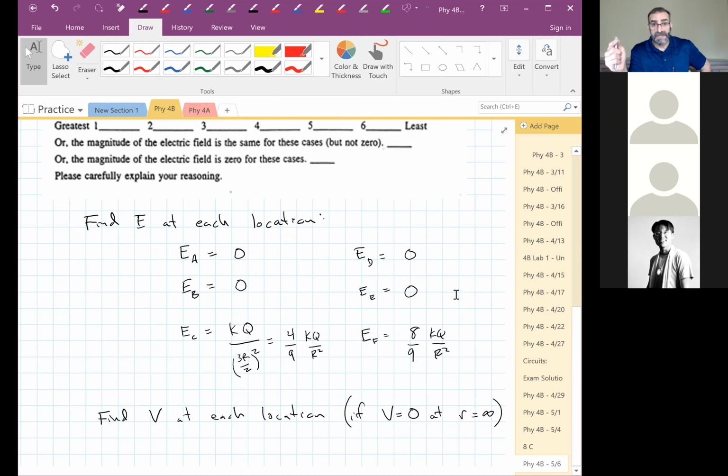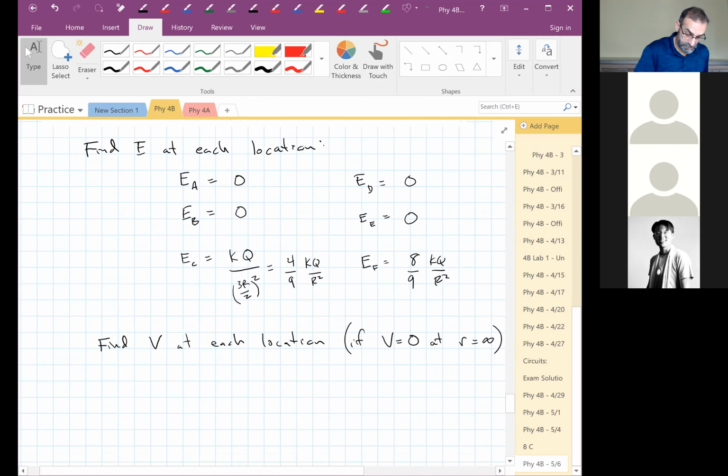So where are you starting? You're going to start on the outside and work your way in, right? If we're outside a spherically symmetric charge distribution, it looks like a point charge. And it's the same for electric potential. Looks like a point charge. And the electric potential due to a point charge is KQ over R.